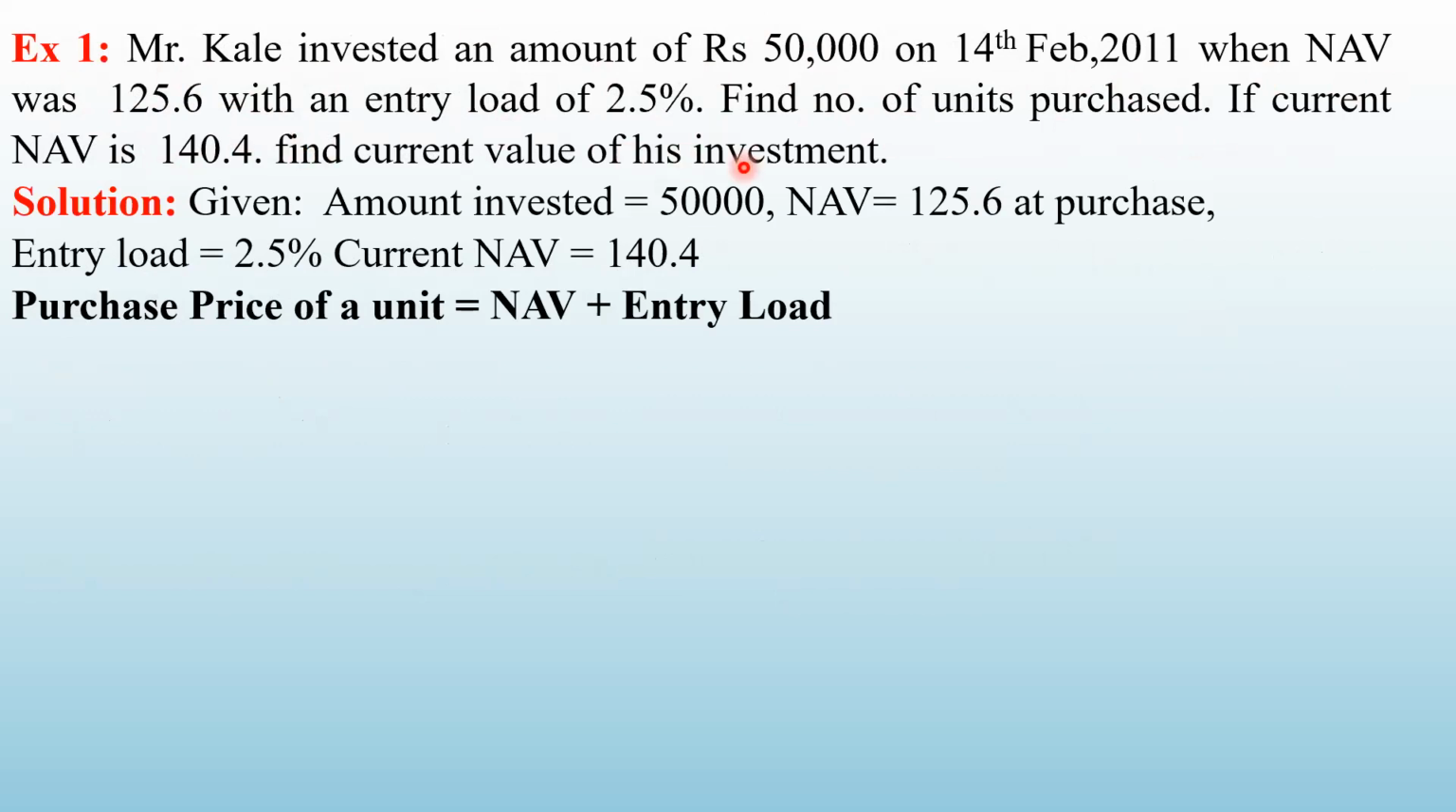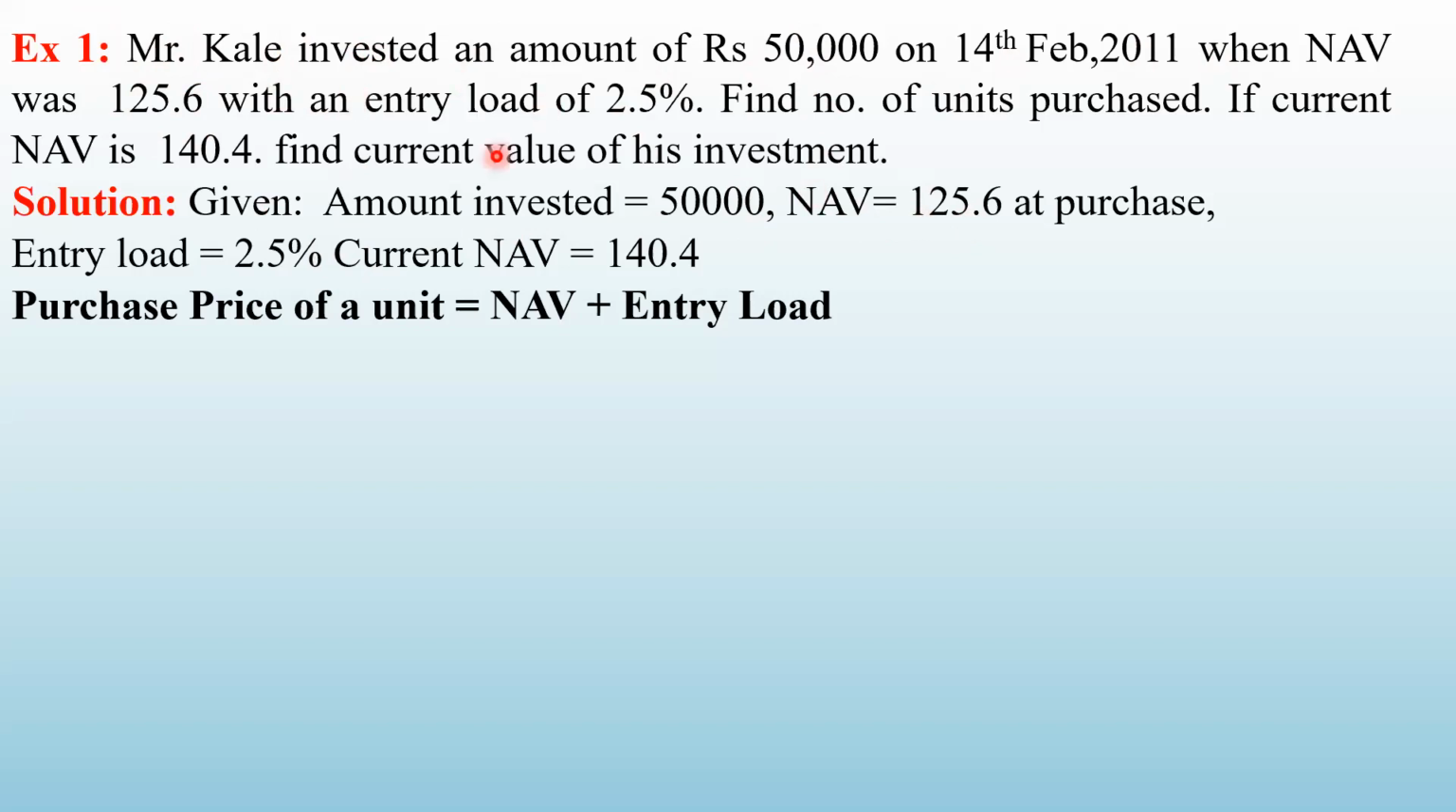As usual, we will first read the question and write down what is given to us and what we have to calculate. What is given to us? Mr. Kale invested how much amount? 50,000. So the amount invested is 50,000. When NAV was 125.6, so NAV is equal to 125.6. He invested the amount, which means he purchased the units of the mutual fund. So purchase price is 125.6.